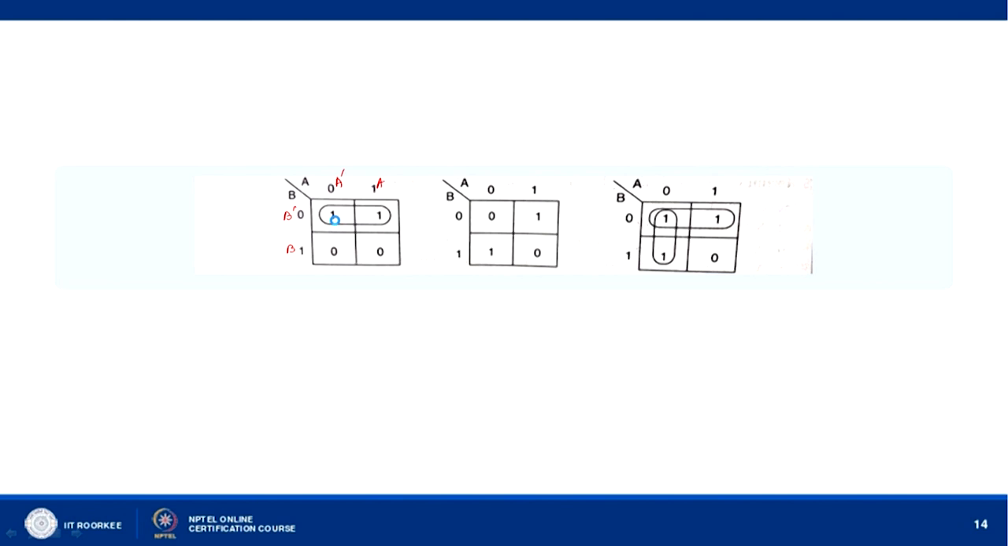A B dash means A will have value 0, B dash will have value 1, this is A B dash, okay, and this is A dash B dash, okay, and this one is A dash B, this one is A B. Now, what is our first part? A B dash plus A dash B dash, okay.